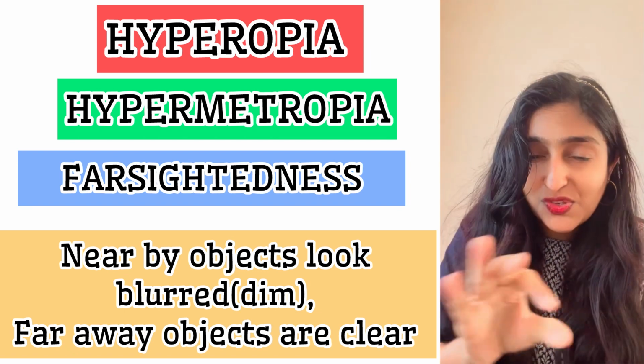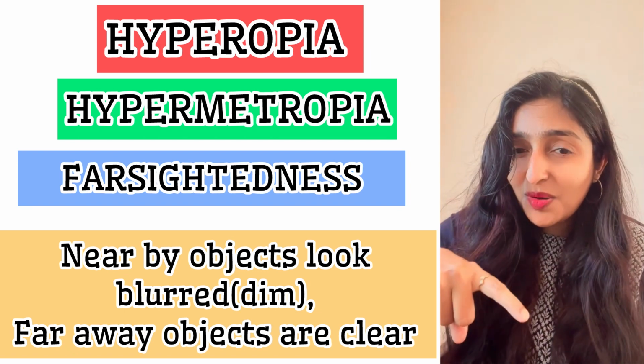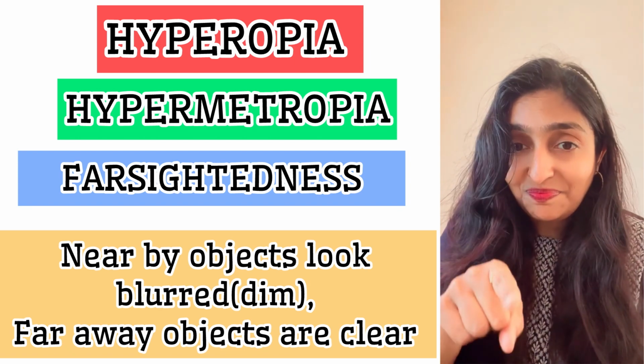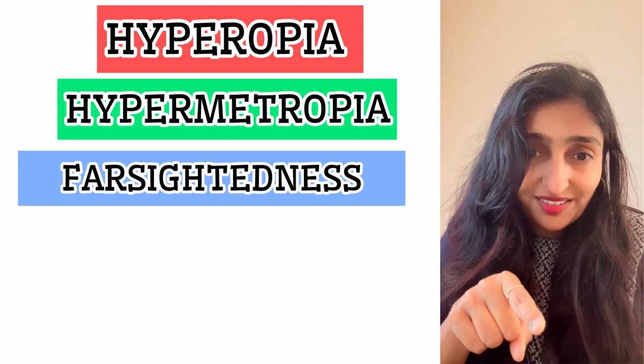Far away objects are very clear. Nearby objects are blurred and dim and unclear. It's hyperopia. Get it corrected. Go.